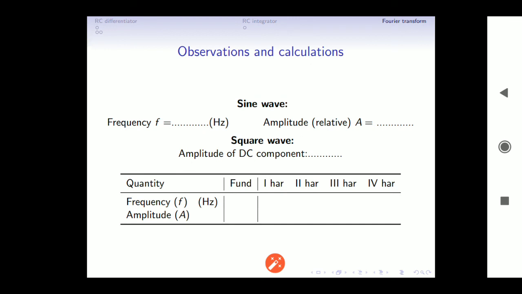So that ends the lecture on the experiment of integrator, differentiator and Fourier transform.